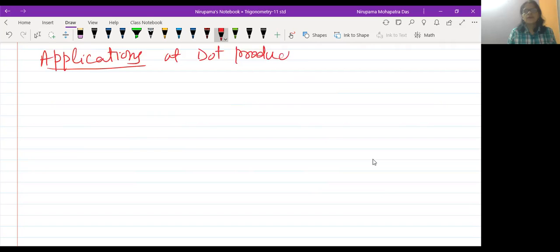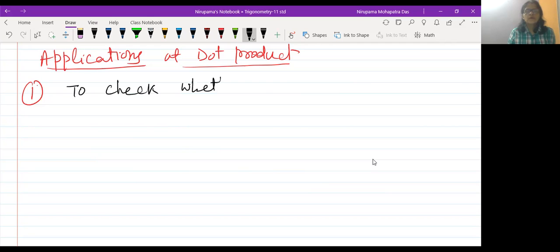Okay, so whenever I take a dot product, I am considering two vectors. So by default it is the two-vector case. The first application, as I said, is to check whether vector A is perpendicular to vector B or not. If you are given two vectors, you have to verify whether the vectors are perpendicular or not. If the vectors are perpendicular, the dot product will be 0.